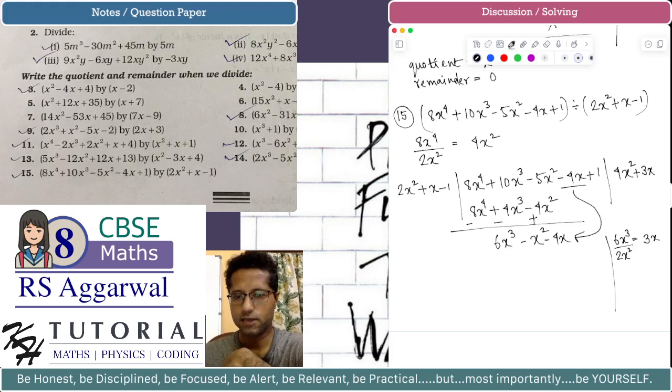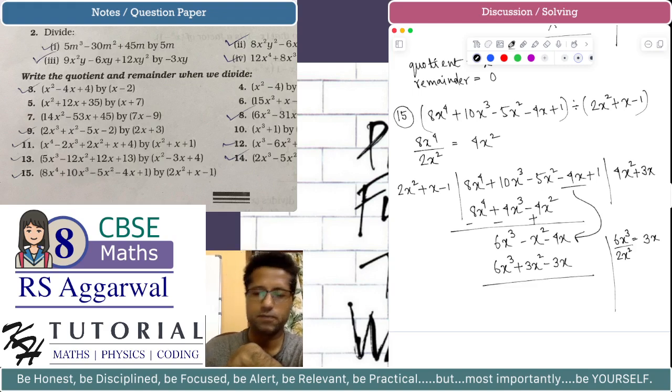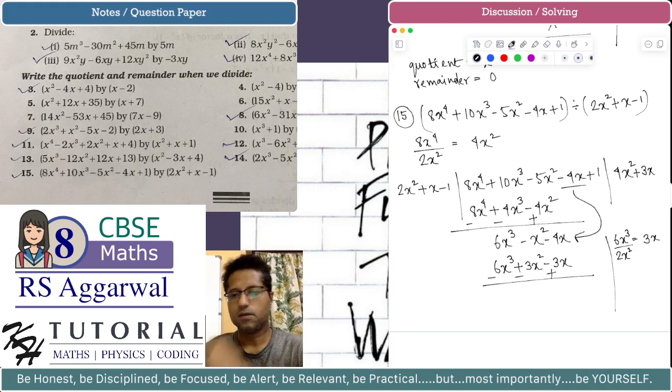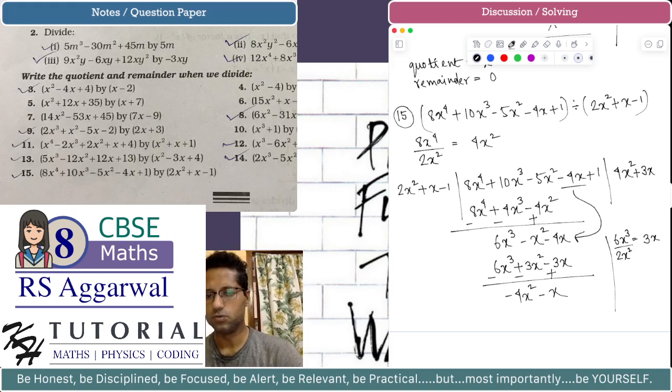So the product of 3x and the divisor is 6x cube plus 3x square minus 3x. If you subtract that from the dividend, 6x cube cancels out, minus x square minus 3x square is minus 4x square, and minus 4x plus 3x is minus x. We can see that the degree of the remainder is 2 and the degree of the divisor is 2. So we still have to proceed with the long division method.